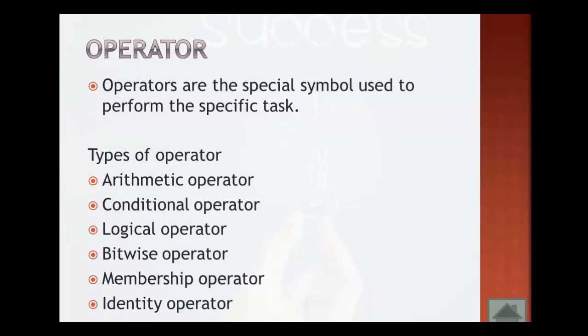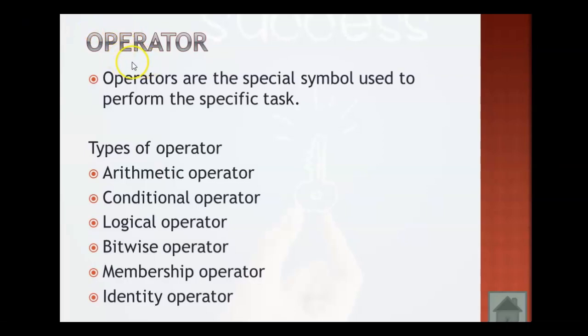So we are starting from the definition of operator. An operator is a special symbol, or you could say a special character, and those special characters are used to perform some specific task, right? Like the special operator plus. Plus is used to find the addition of more than one number. Like that, they all have their own working, that is called the specific task of that particular operator.